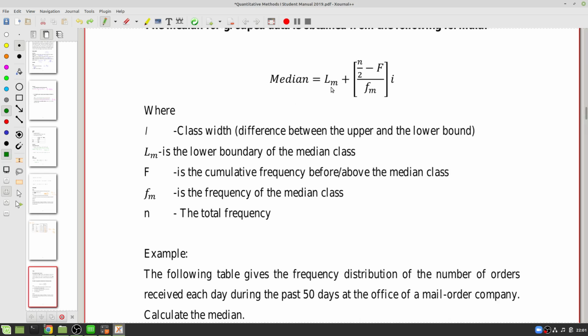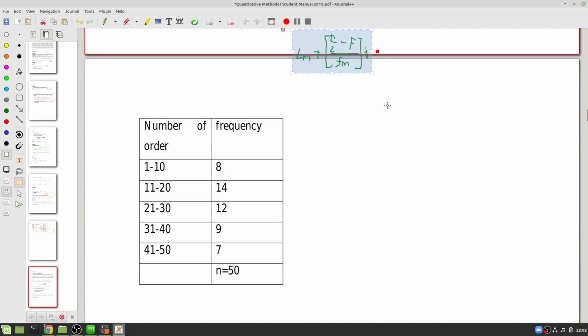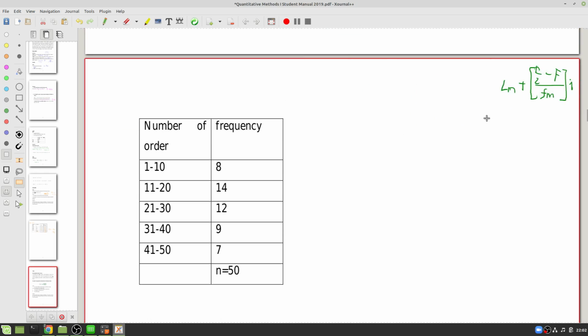Now, I'm going to write this down and copy this formula so we can use it on the next page. Plus big bracket, n over 2 minus big F over Fm, close bracket, and I. So I'm just going to copy this bit here, and paste it over here. We'll be using that formula. Great. So this is the thing we have to use to find our median value. Now what is Lm? Okay, so let's find each of these individually.